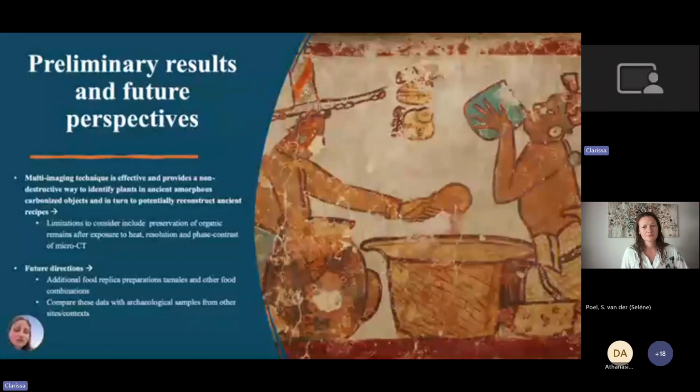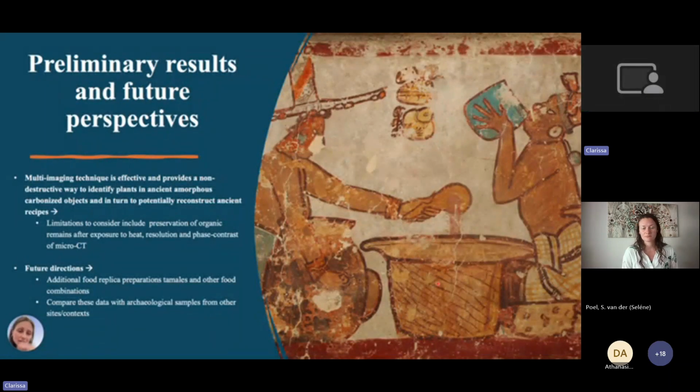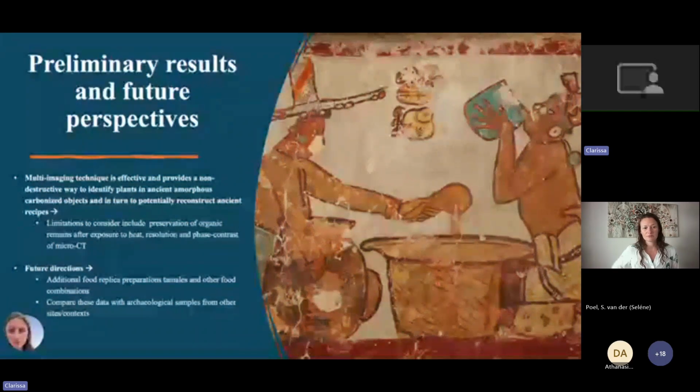And future directions, of course, are always important in this. I have many more ideas about replicating additional tamales, but also making other food preparations, and of course comparing them with the archaeological samples from different sites across Mesoamerica. That would be the broader perspective, I suppose.